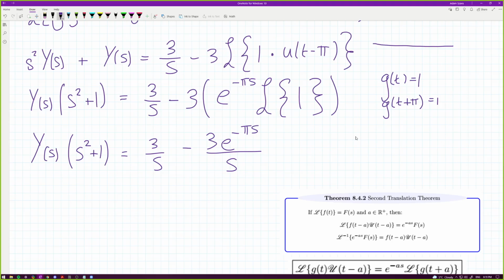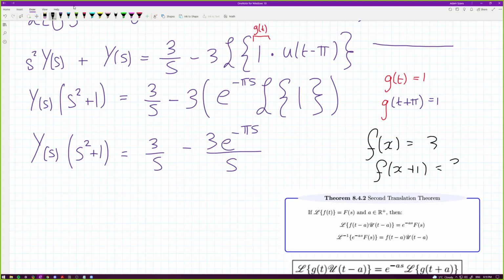That's how we essentially deal with the Laplace of the unit step function. The function multiplying there is our g of t. So I'll write that here: g of t equals 1. So g of t plus pi is also 1. It's just like if f of x equals 3, then f of x plus 1 is also 3.